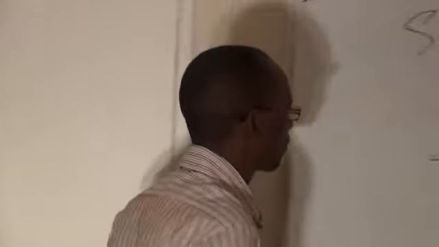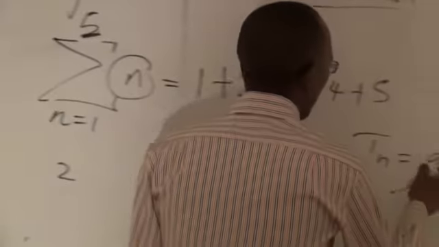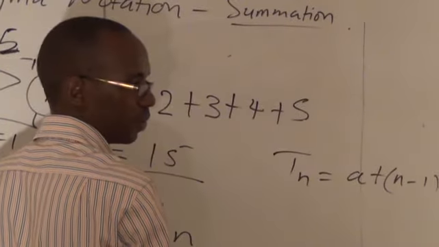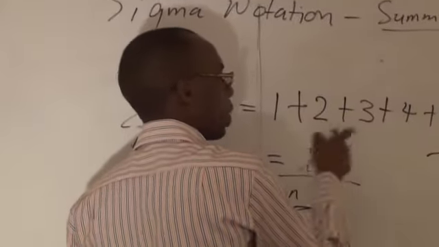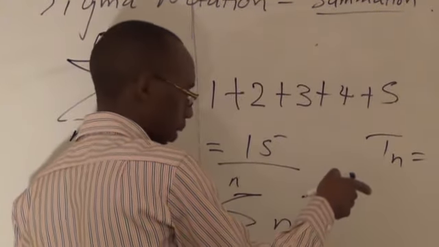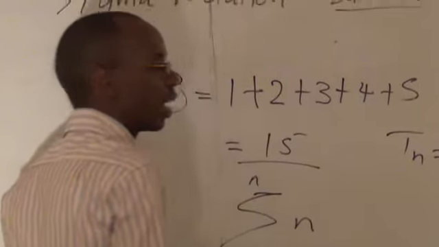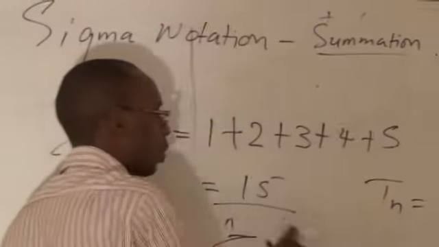If we look at what we have there, what is it that we have? We have the following. A we know is 1. Correct? Good. If A is 1, what is D? D is 1. Correct? So, if we want to find Tn, our nth term, unique to this series or to these terms, how do we do that?